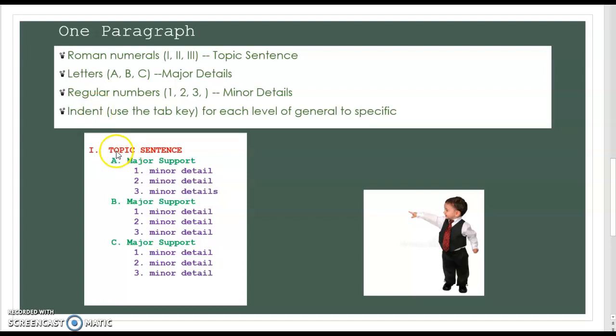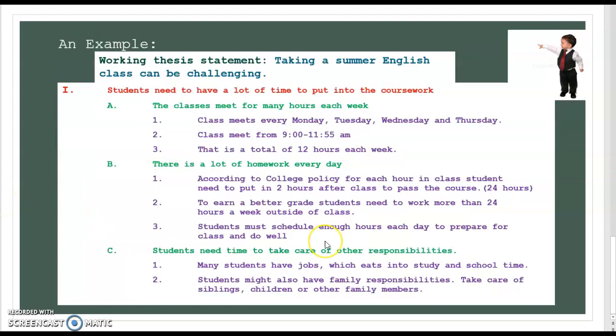So if you look here, the red gets a Roman numeral 1 and topic sentence. Then my major supports are in green, and you can see that I have 3 major supports right here, and when you outline you don't even need to call them major supports. And then here you get your minor details in the purple, and they get regular numbers. So I have 3 major supports, A, B, and C, and I've got my numbers 1, 2, 3 for my minor details. And so an example would look like this.